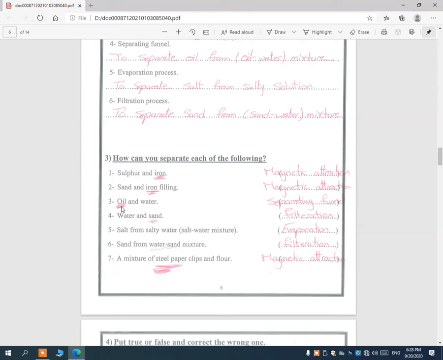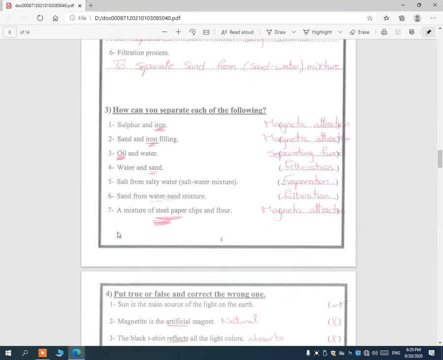Number 3, oil and water. How to separate oil and water? Again, by separating funnel. Number 4, water and sand. How to separate water and sand? By filtration process. Remember the filter.